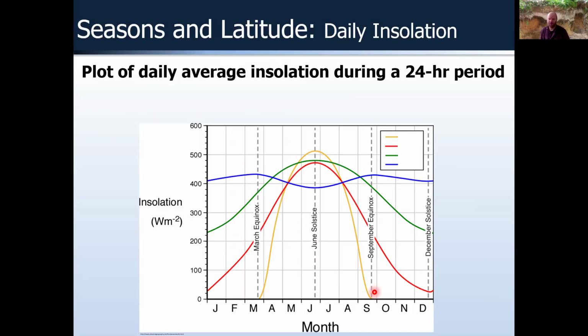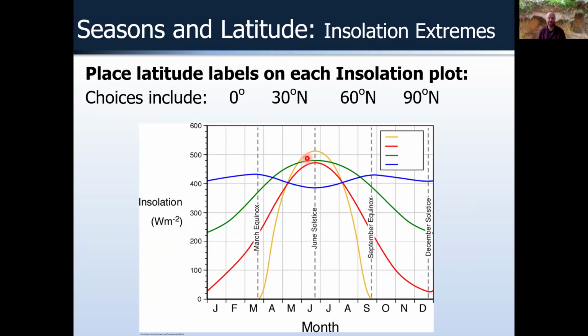Here's a graph that I really like, and there are four major insolation plots here. We're going to think January through December, and we're going to have these major latitudinal zones. What I would like you to do is match the insolation plot here with the latitude. So how do we begin? Here's insolation, 0 to 600 on the y-axis, and then our time on the x-axis.